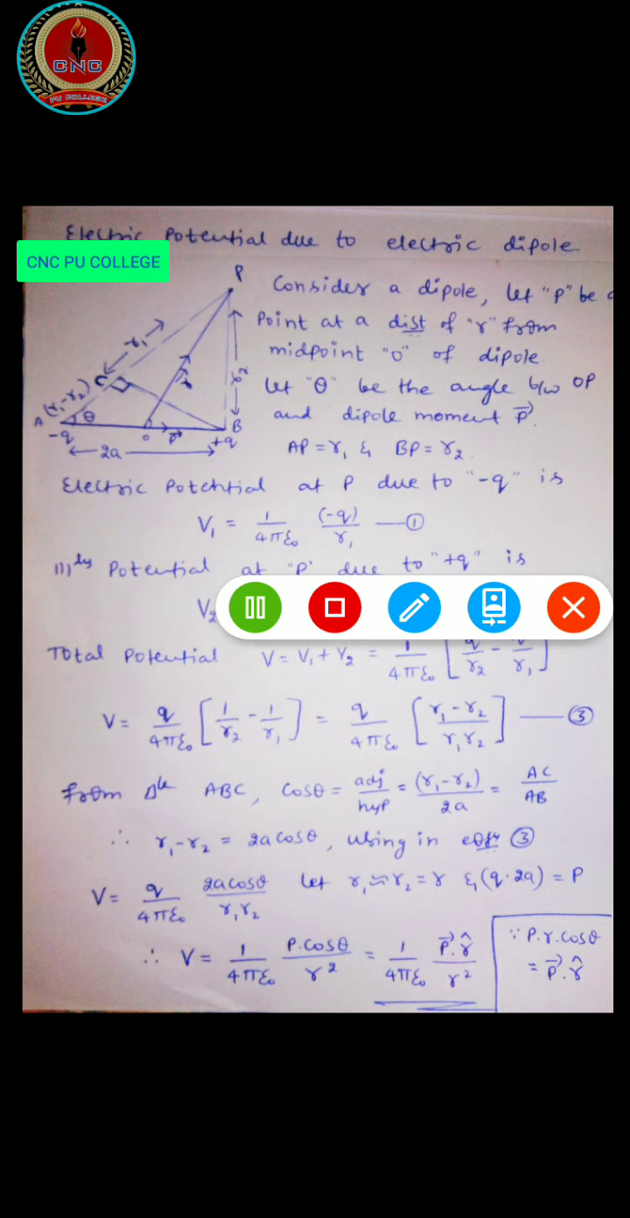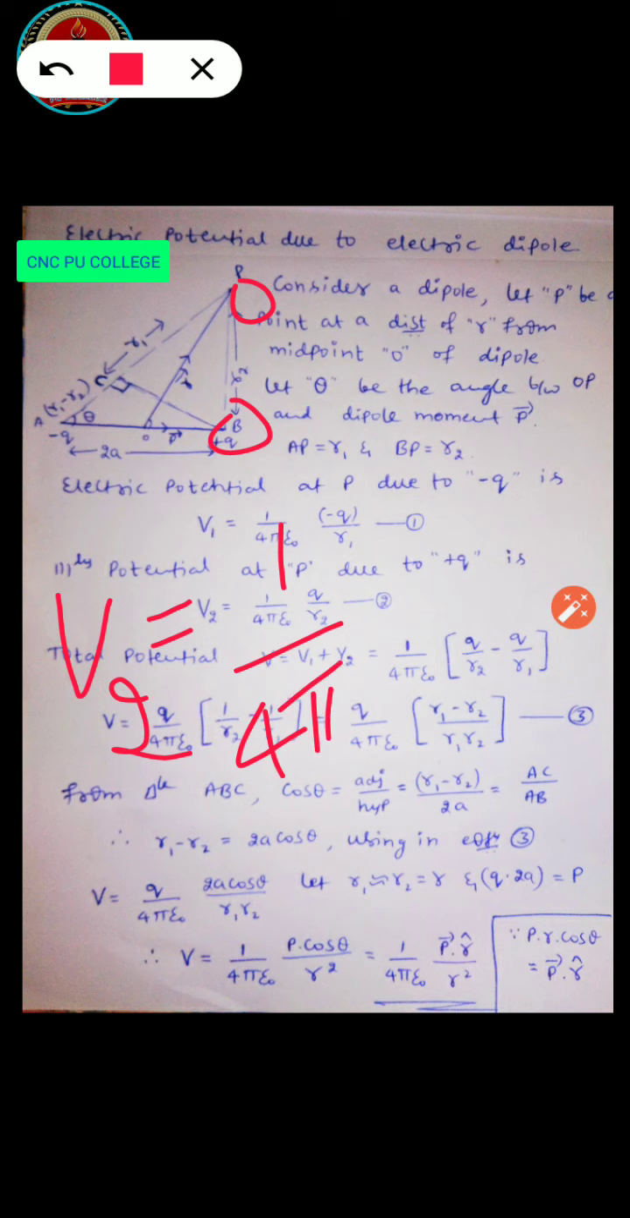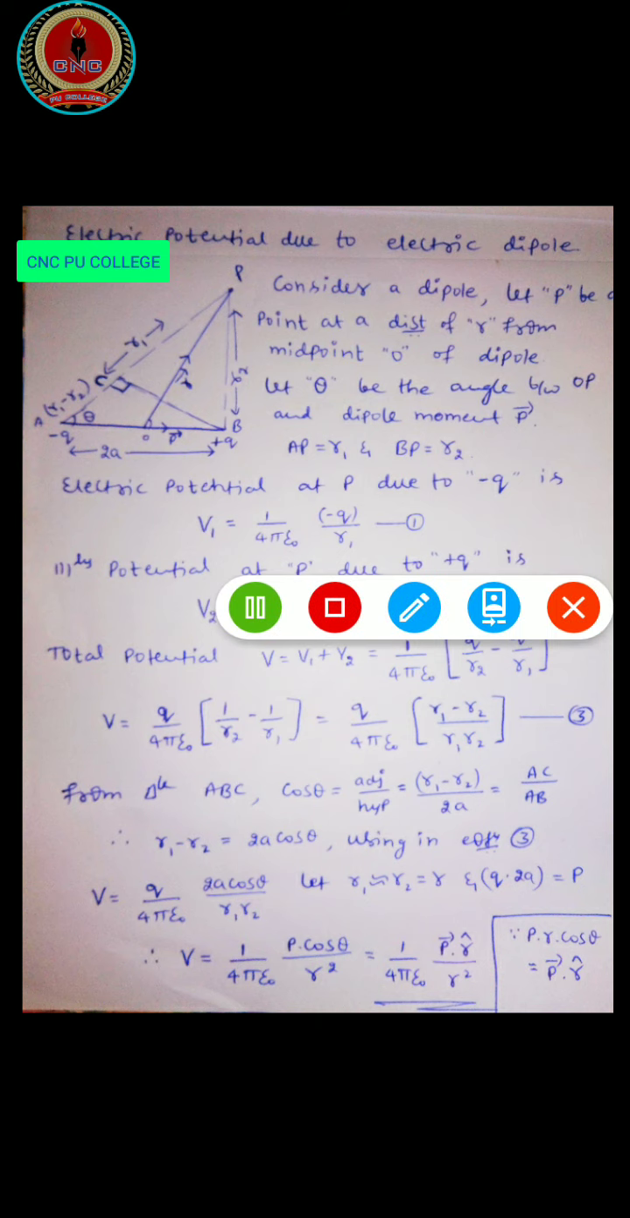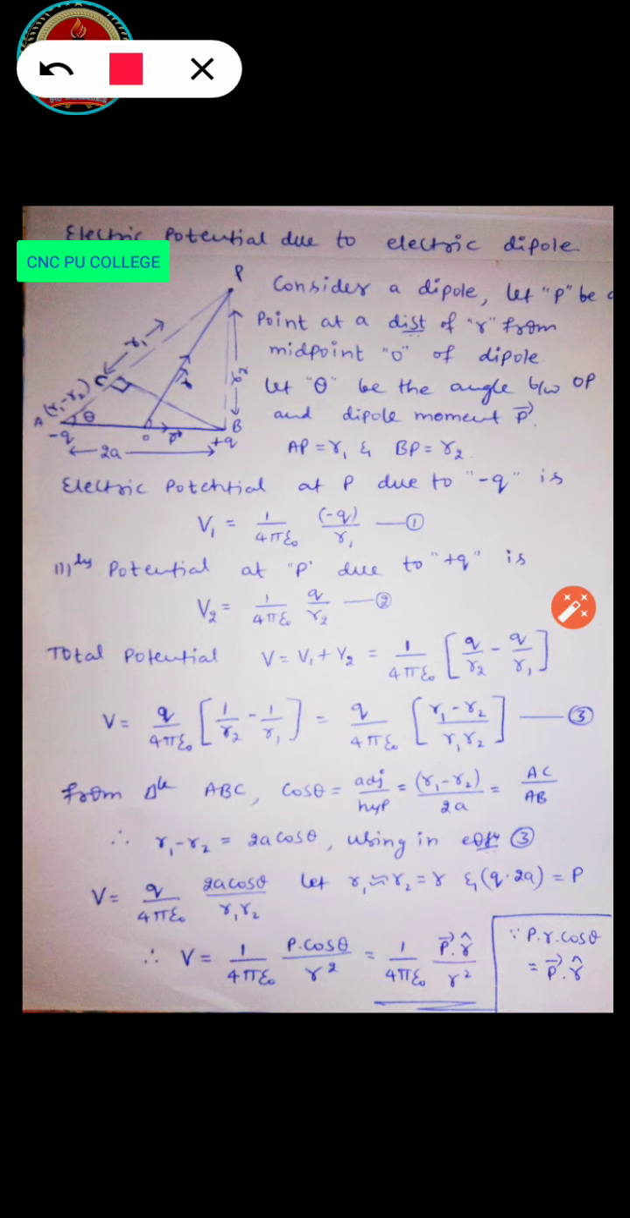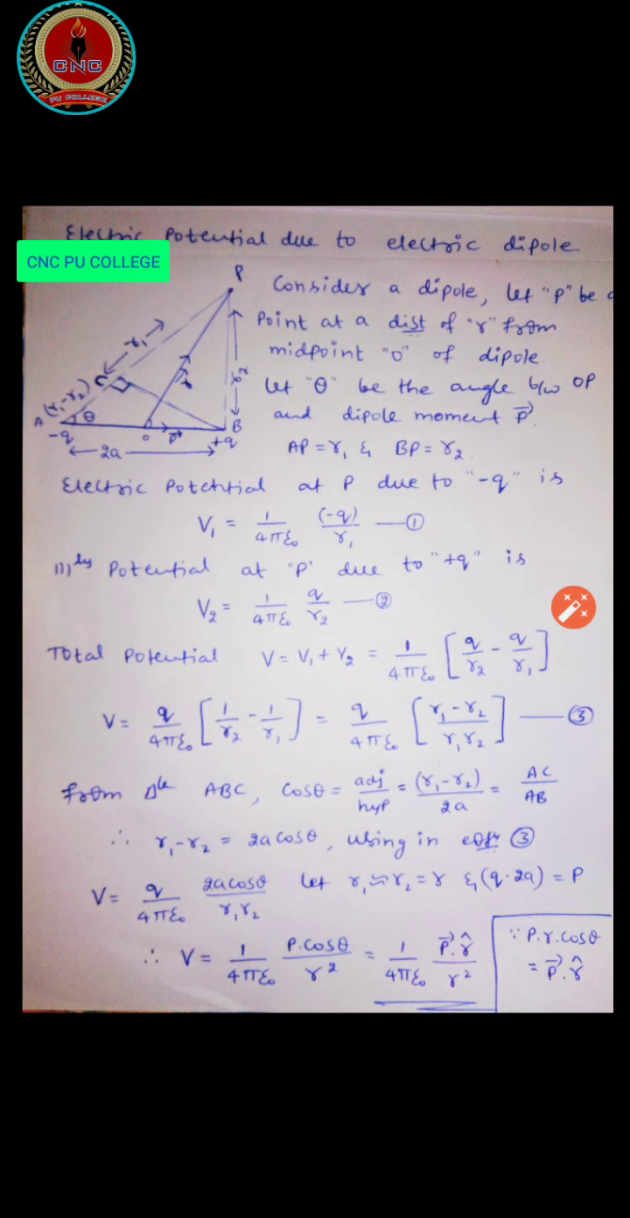Similarly, potential at P due to positive charge. We can write V2 is equal to 1 by 4 pi epsilon naught times, what is the charge? Positive charge, Q, divided by the separation R2. So this is the potential at P due to positive charge. Now we have to get the total potential. By superposition, we already know that V is equal to V1 plus V2, where V1 is due to the negative charge and V2 is due to the positive charge.